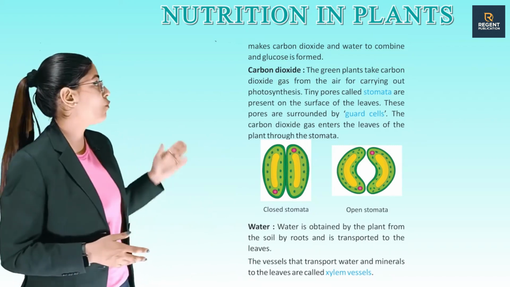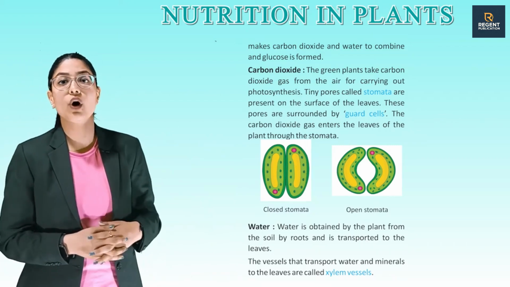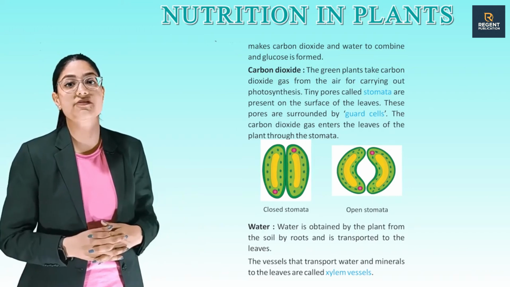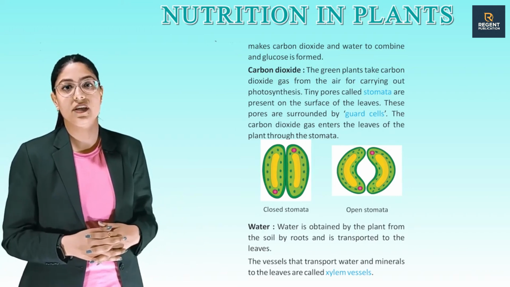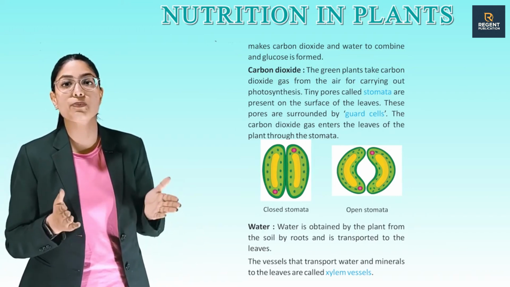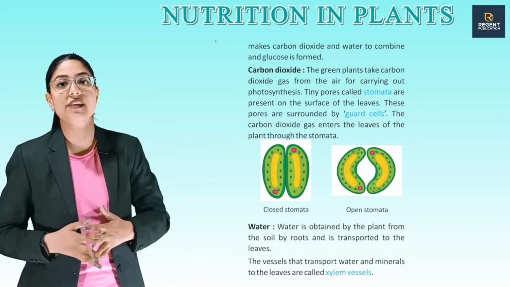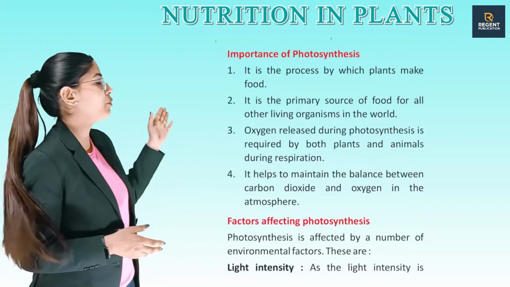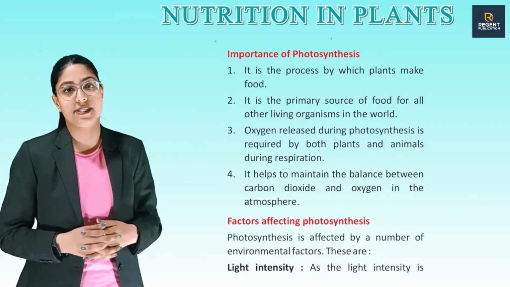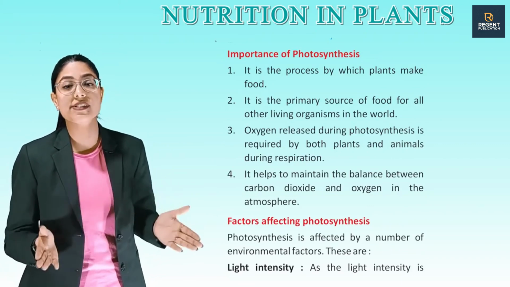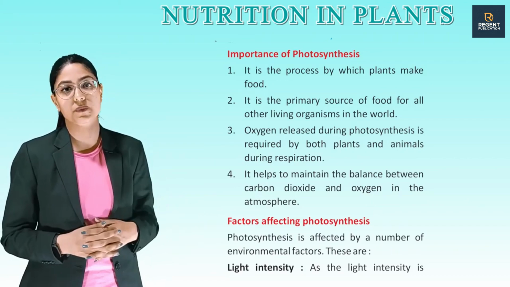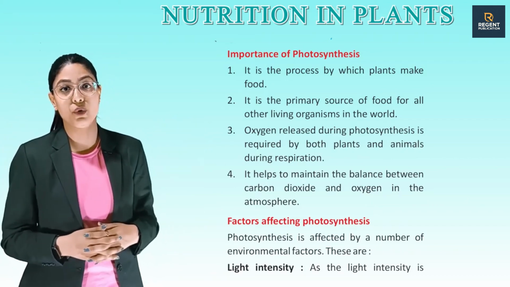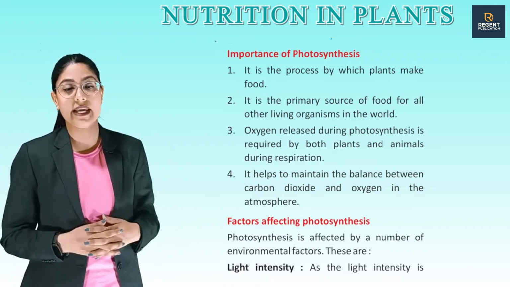Next is water. Water is obtained by the plant from the soil by roots and is transported to the leaves. The vessels that transport water and minerals to the leaves are called xylem vessels. Importance of photosynthesis. First, it is the process by which plants make food. Second, it is the primary source of food for all other living organisms in the world.